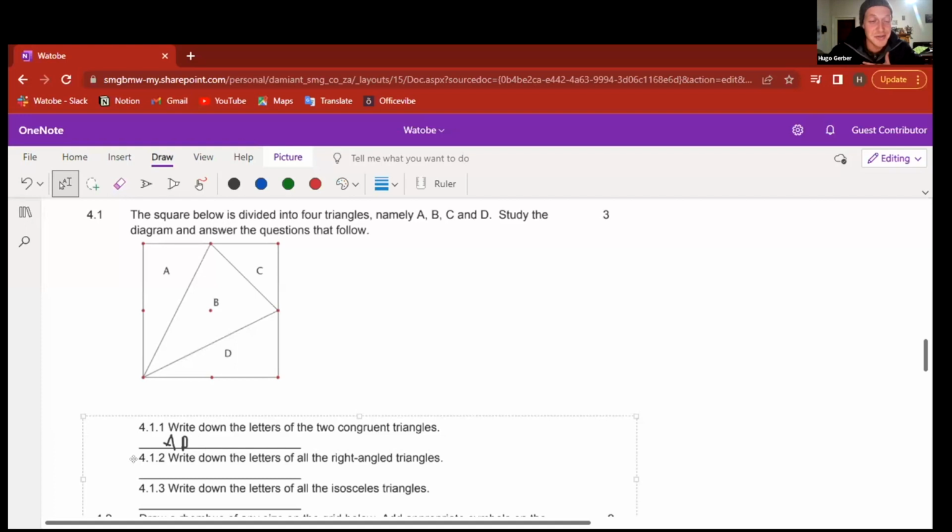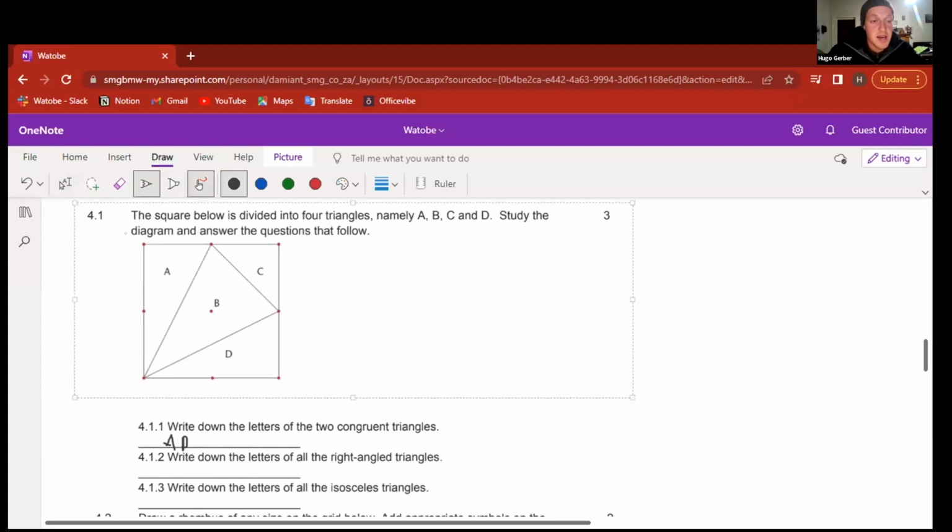Let's go to, okay, so A and D, okay? Everybody got that in the chat. For 4.1.1, it's A and D, all right? Thank you so much. For 4.1.2, we need to write down the letters of all the right angles. Let's do that. Right angles. Oh, you know what? They didn't give us letters. I'm going to give that for you, quick.